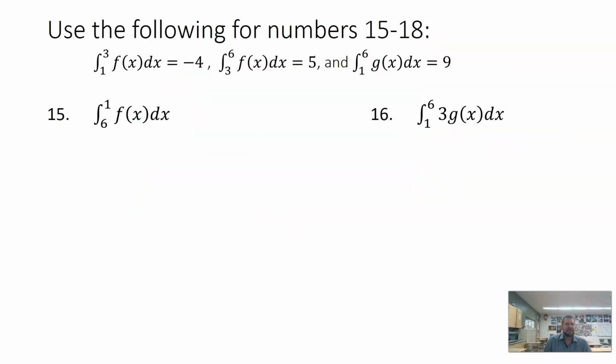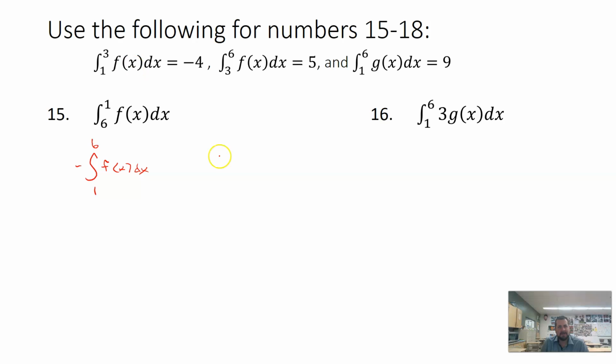Now, on 15, 16, 17, and 18, and I know those are mislabeled on your review, we're just using the rules that we've talked about before. So if I want the integral from 6 to 1, that is the same as the negative version of the integral from 1 to 6 of f of x dx.